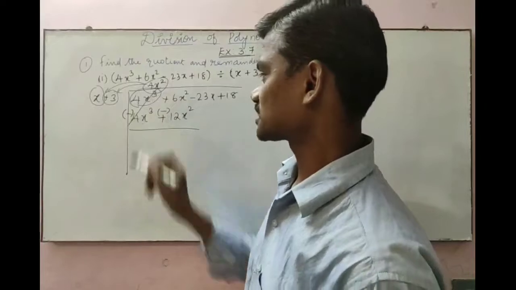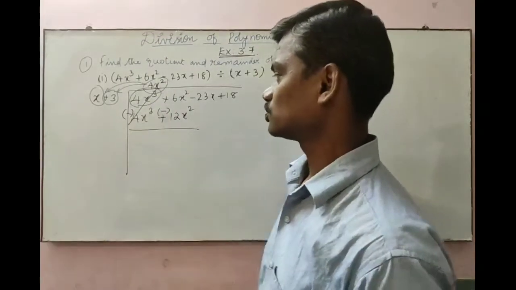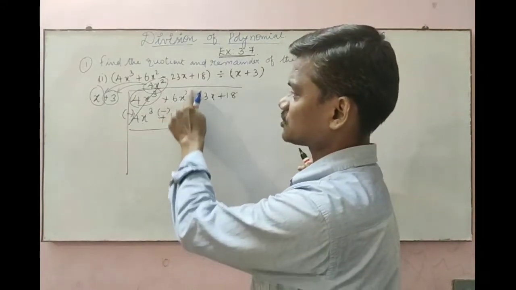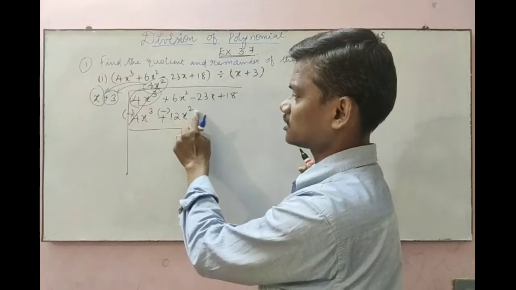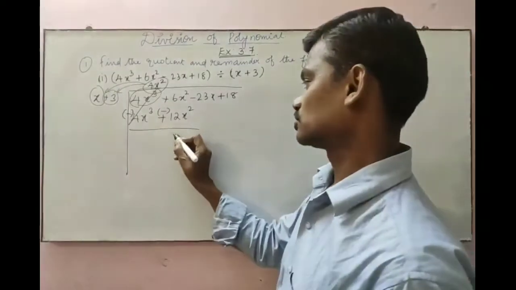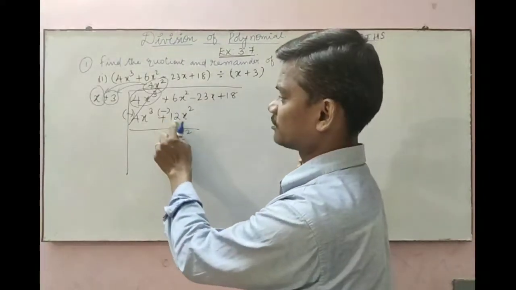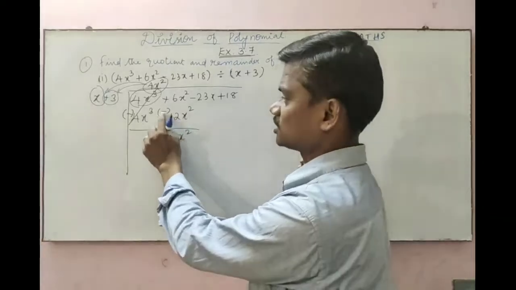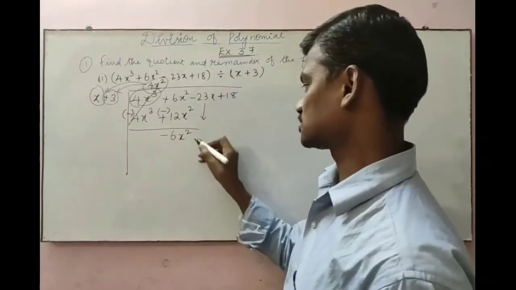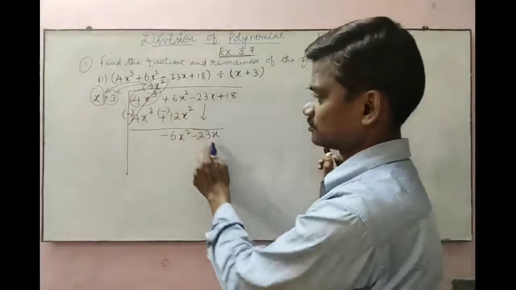Here these two terms get cancelled because plus 4x cube minus 4x cube gets cancelled. Now plus 6x square minus 12x square. Here it is minus, here it is plus. So we have to subtract these two. You will get 6x square and then put the greater number's sign. Here the greater number is 12. It has a sign minus. Next I have to bring down the next term, minus 23x.